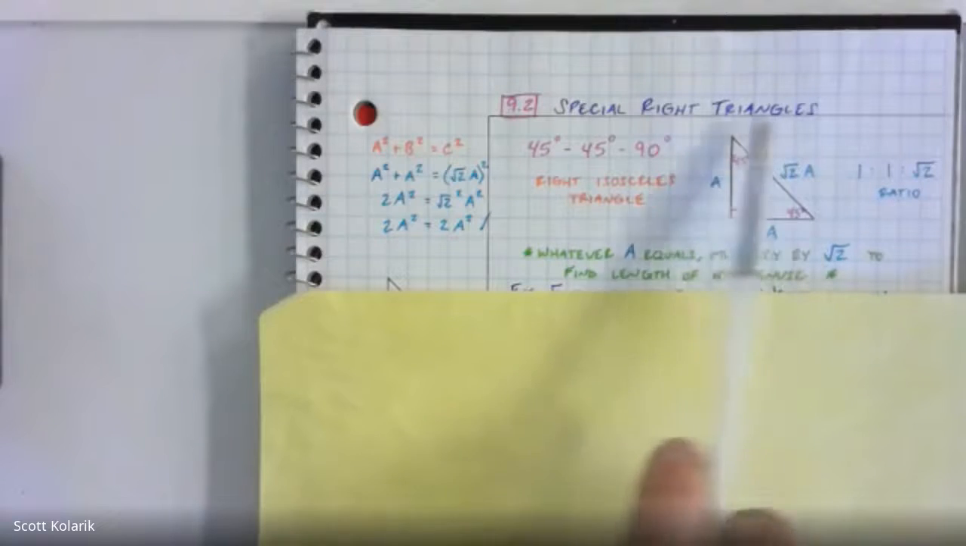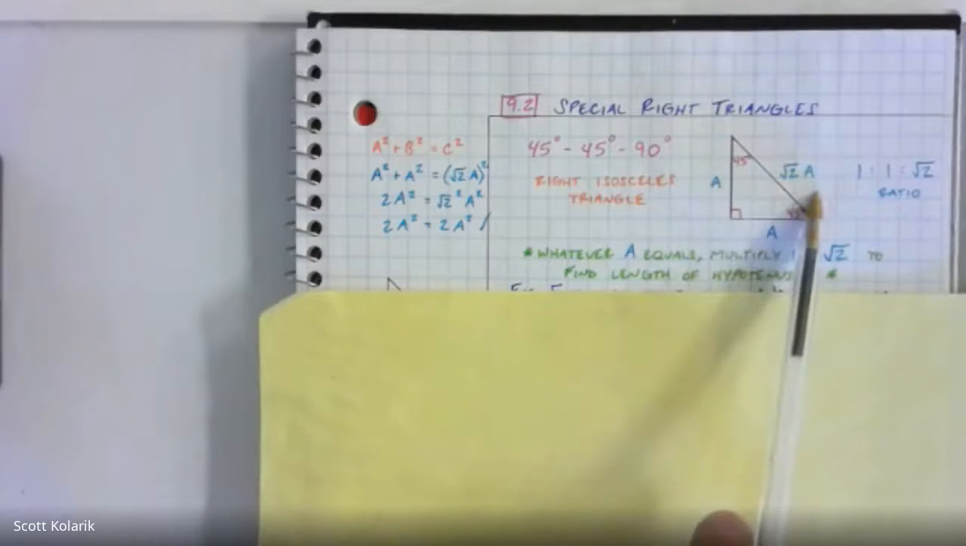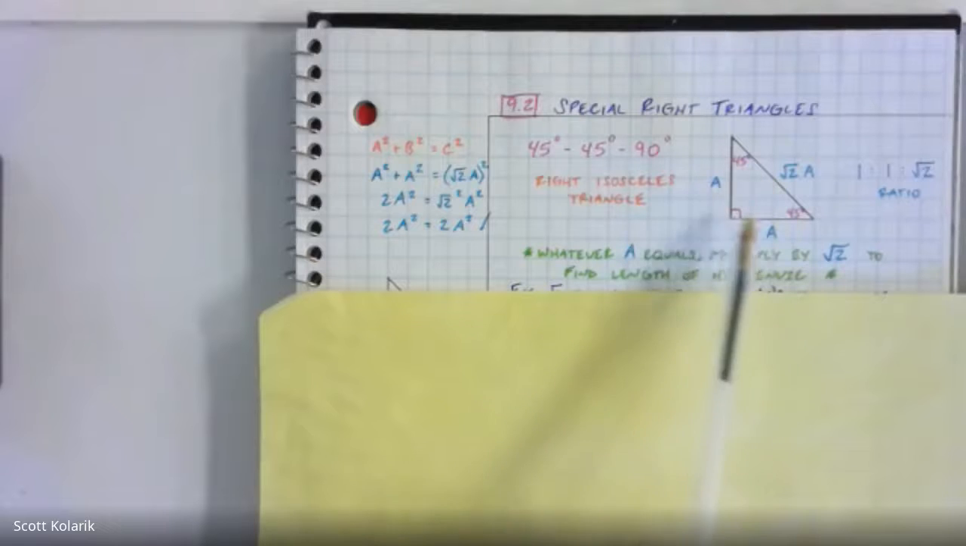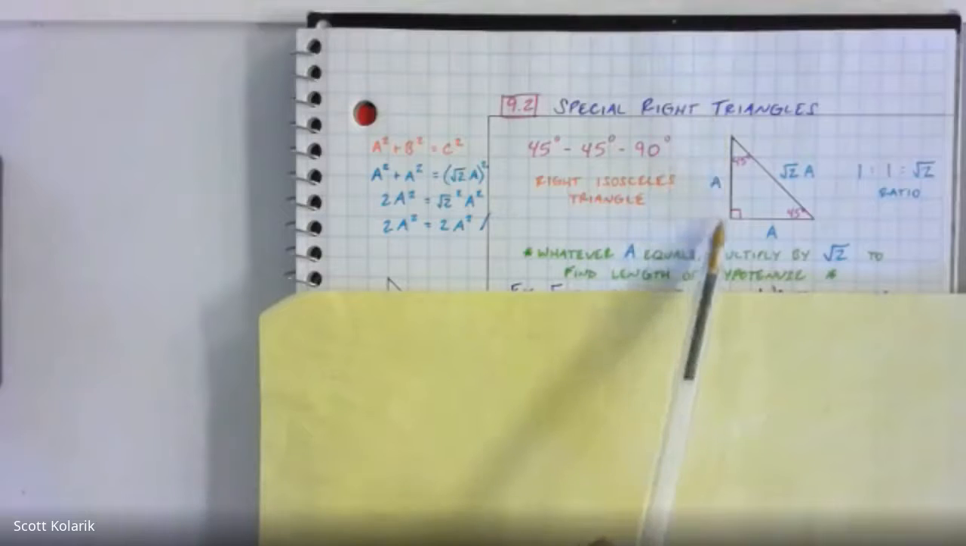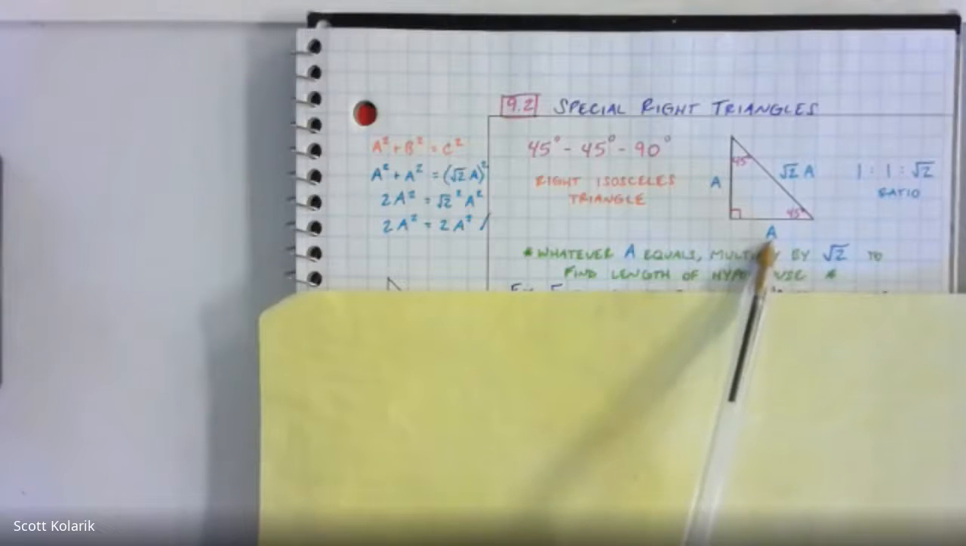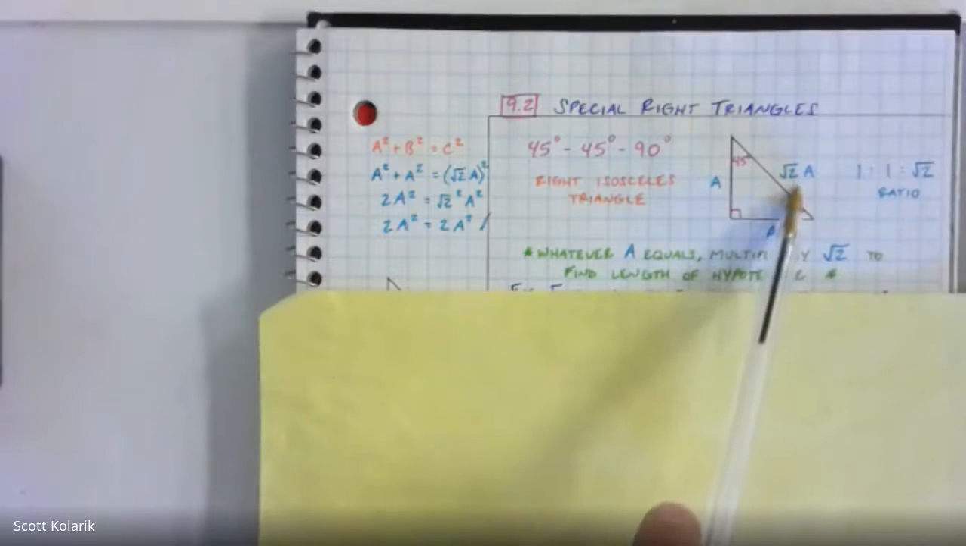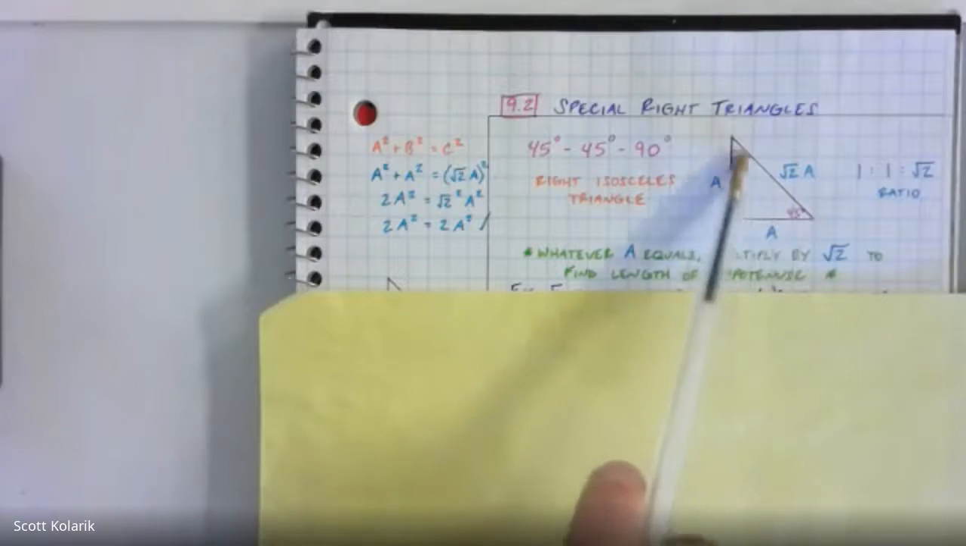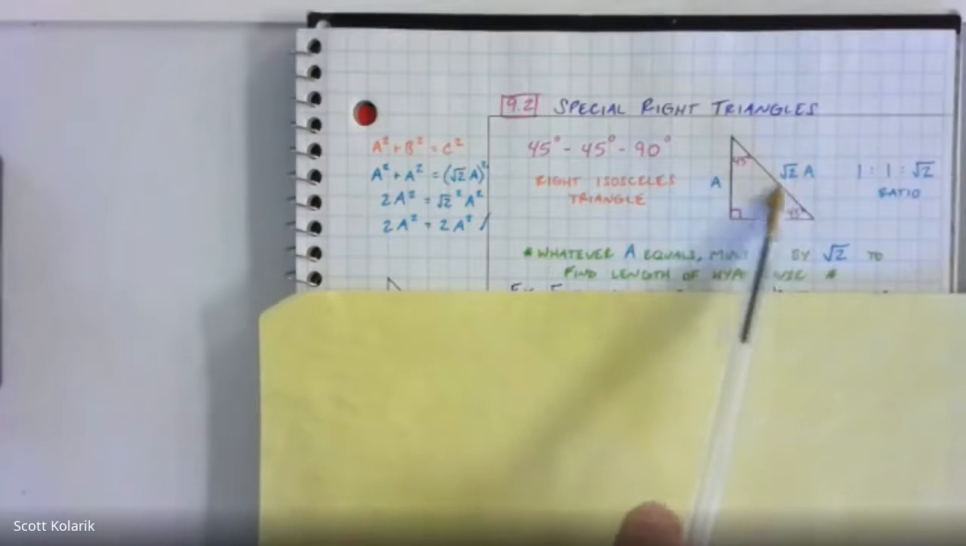So again, this is unique to a 45-45-90 triangle. Because of the 45 and the 45, the legs have to be congruent to each other. Whatever A is, whatever length this side is, it's going to be matched here. And because of that, using Pythagorean theorem, I can back off to the point that the hypotenuse is going to be some multiple of that same value of square root of 2.